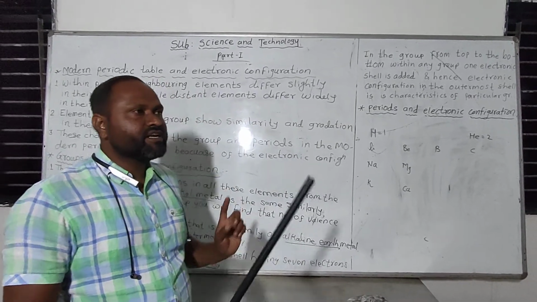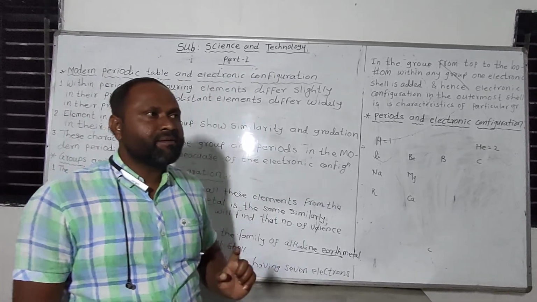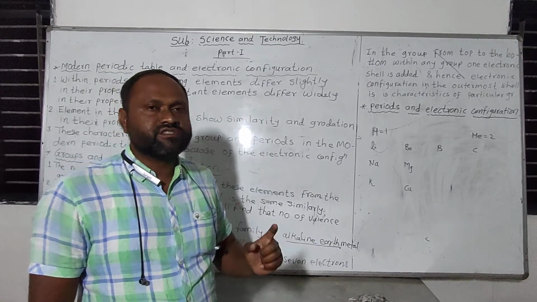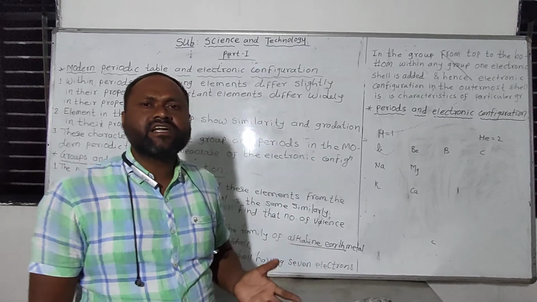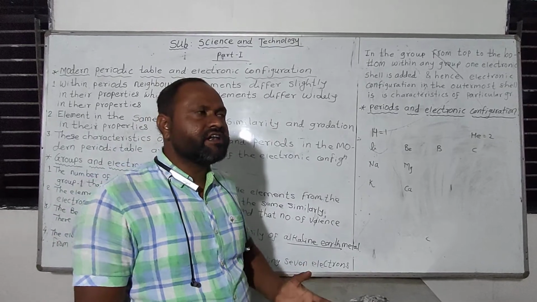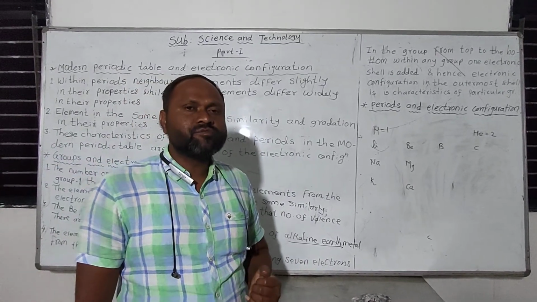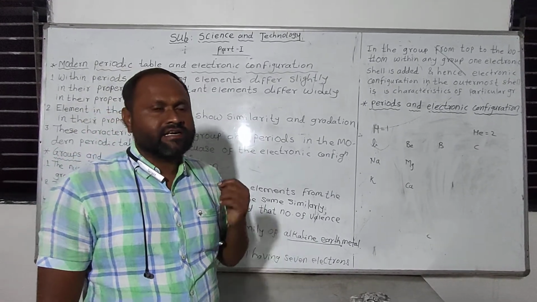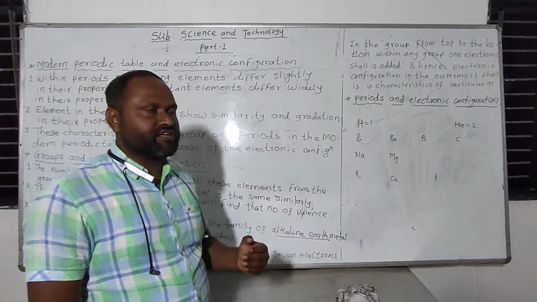In the modern periodic table, periods and groups are present. What is meant by periods? The horizontal rows in the modern periodic table are called periods. How many periods are there? There are 7 periods. What is meant by groups? The vertical columns in the modern periodic table are called groups. How many groups are there in the modern periodic table? There are 18 groups.